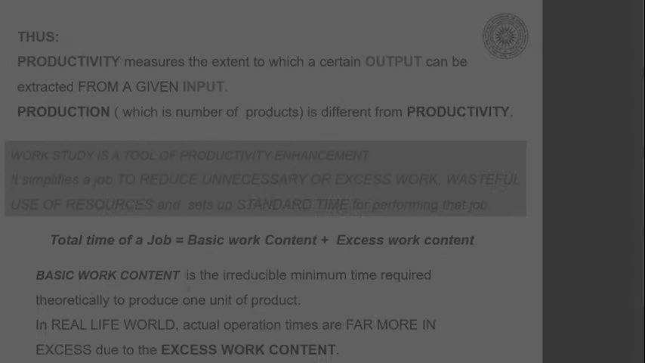So basic work content is irreducible. That means it cannot be reduced. It is the minimum time required theoretically to produce 1 unit of the product. In real life, the actual operation times are much more than that due to the excess work. So this we keep on changing by doing the work study in the form of time and motion study. Okay.